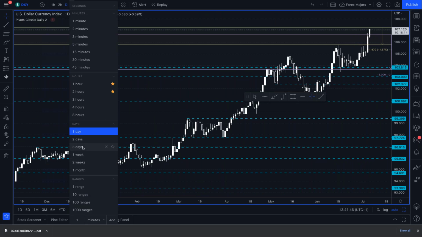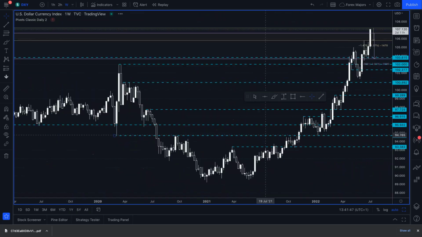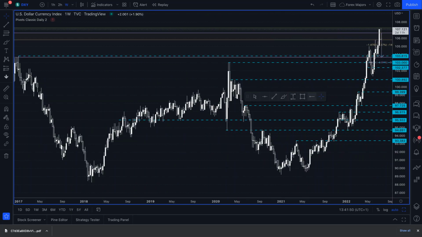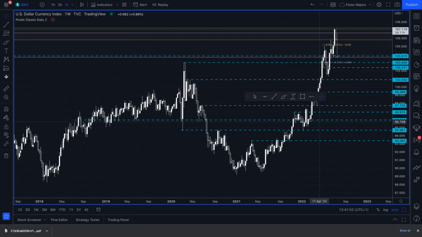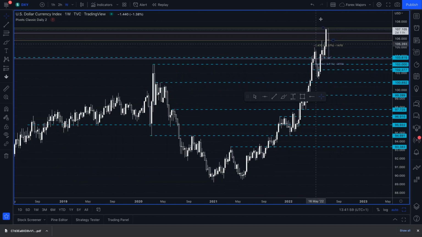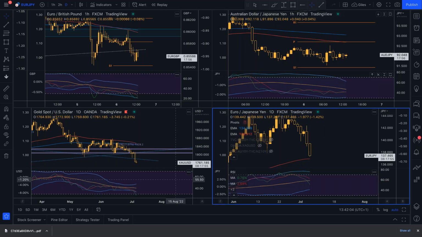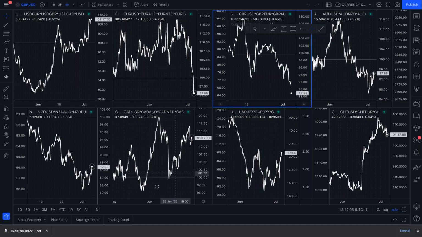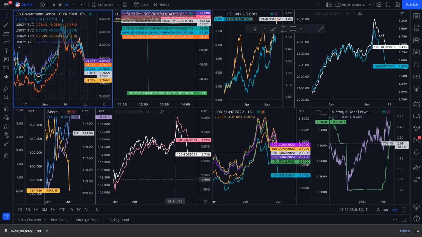Let's go on to the weekly chart. Now, the dollar has been rising very strongly since the start of the year, and it's all been on increasing aggressive expectations for Fed hiking policy. Now, as of late, we've started to see some of those aggressive expectations unwind.